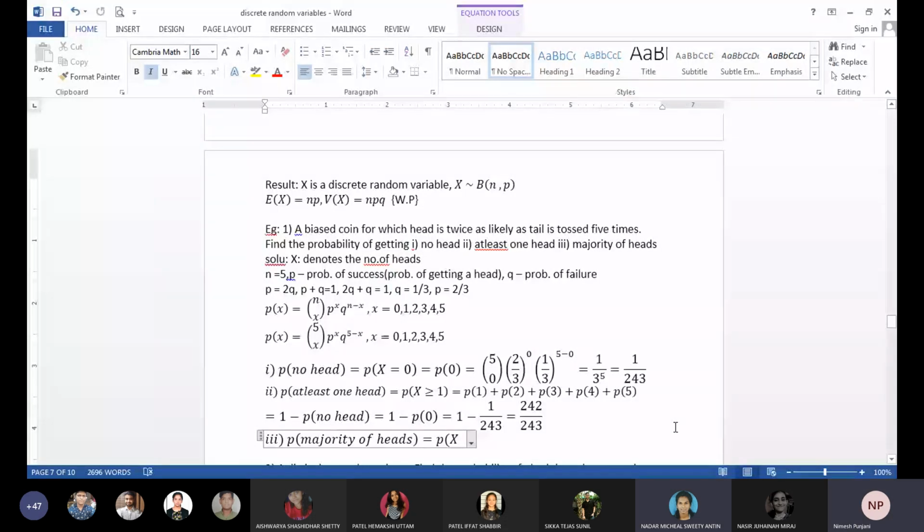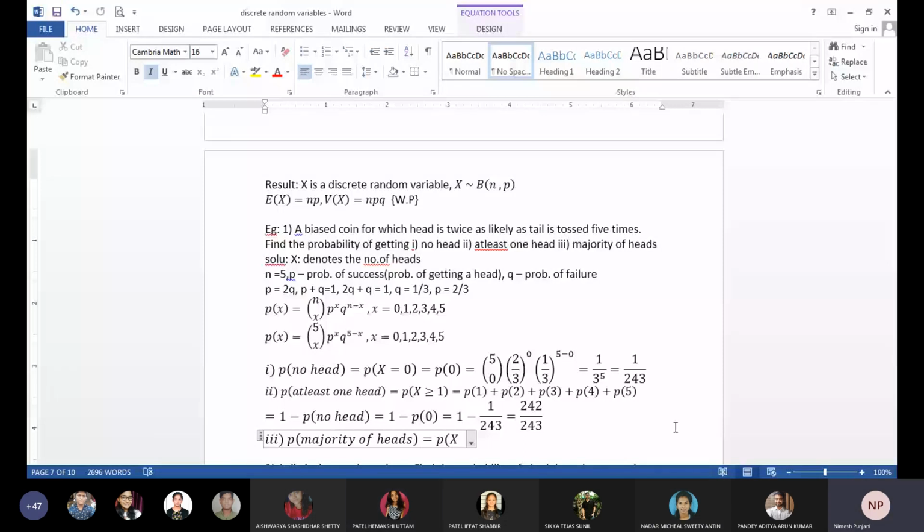So 1 will be greater. X will be smaller than 1. How come? See, what is your x? X is the number of heads, right? Now, if x is 0, what is the meaning of x is 0? That means no head. That means all tails.